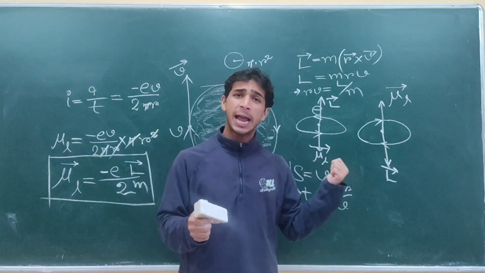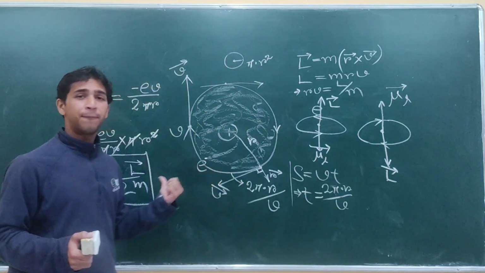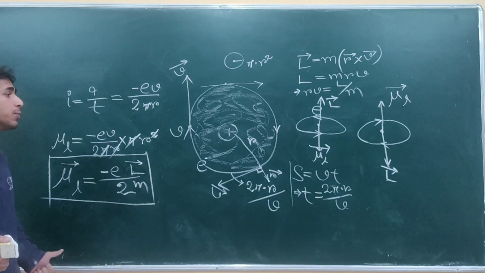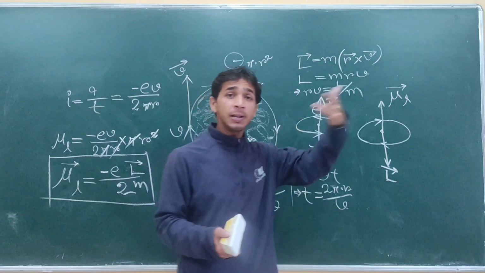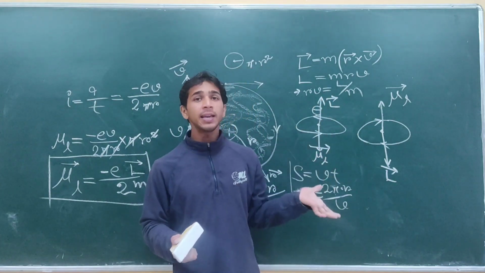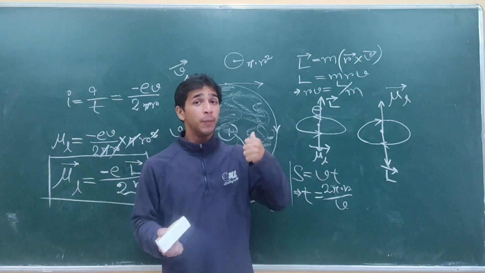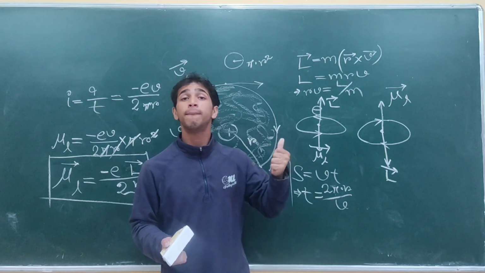So finally we have deduced the formula for the orbital magnetic moment of an electron, and after that we will consider the spin motion of the electron. In that case, it will also create a spin magnetic moment of its own.